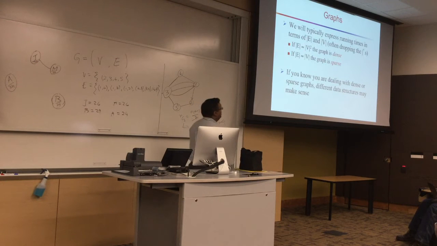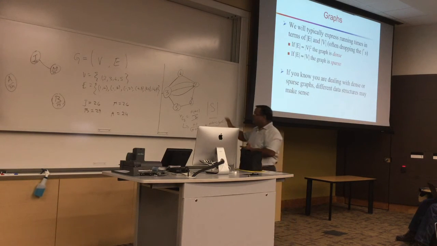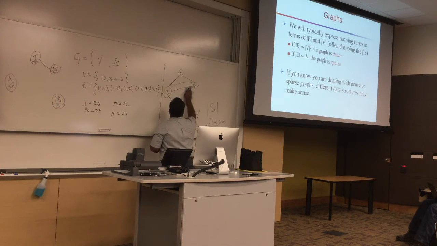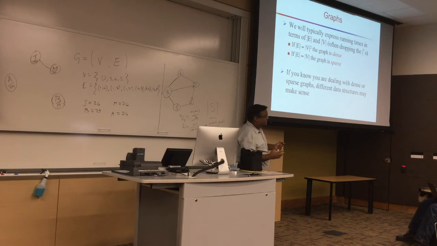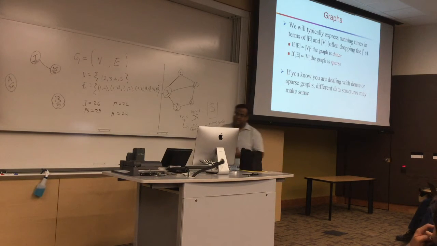Now, when the number of edges is close to the number of vertices squared, then it's a dense graph. When it is close to the number of vertices, then it's a sparse graph. Usually graphs are between, not that dense, not that sparse. But why do we have to make this distinction? Because if we know beforehand that the graph is dense or sparse, we can use different data structures for efficiency purposes to represent those graphs. Okay?